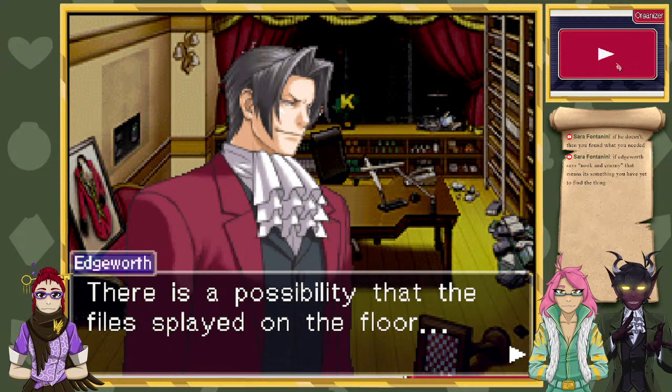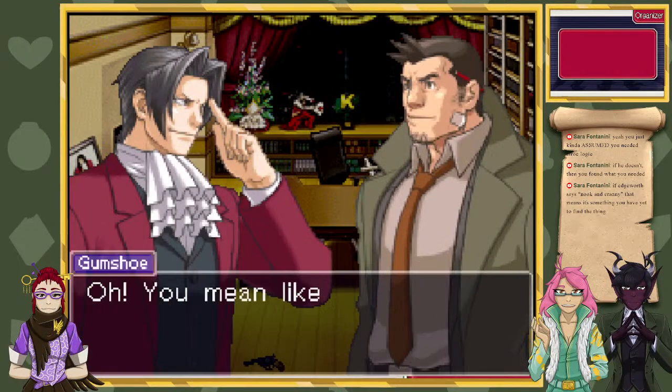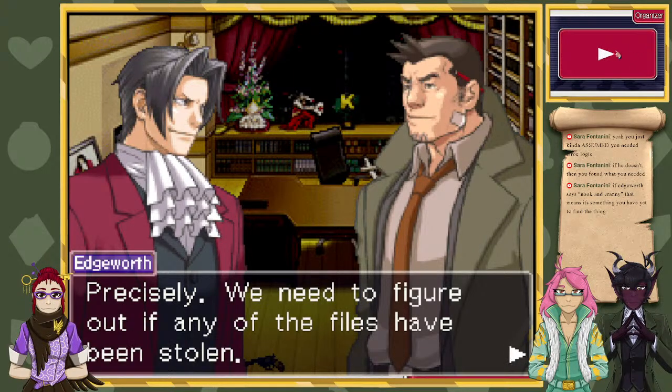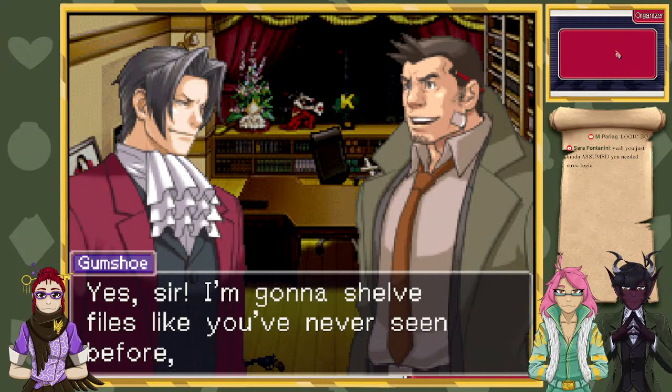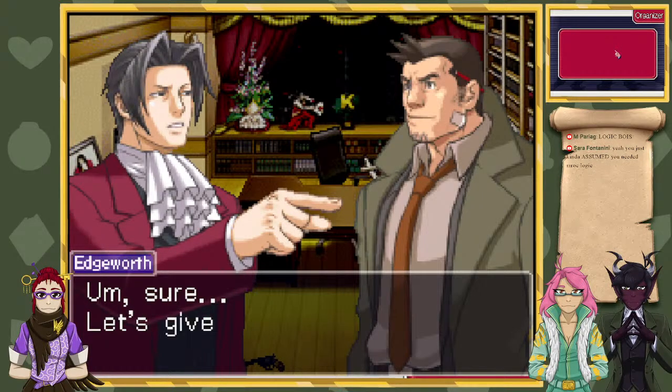There is a possibility that the files spilled on the floor. Yay! We did it. The result of a struggle between the victim and his killer. Okay, I was thinking that, but I was uncertain if the game had that whole thing going, so now I think I understand logic more. Oh? You mean like it could be from when the killer tried to find something, sir? Precisely. We need to figure out if any of the files have been stolen. Yes, sir! I'm gonna shelve files like you've never seen before, even at a library! Okay. Sure. Let's give that a try.